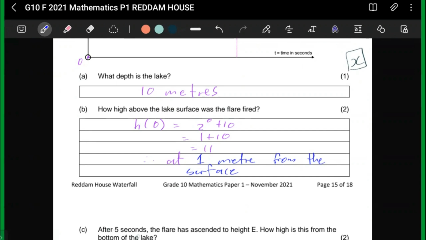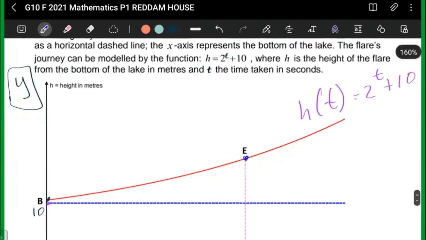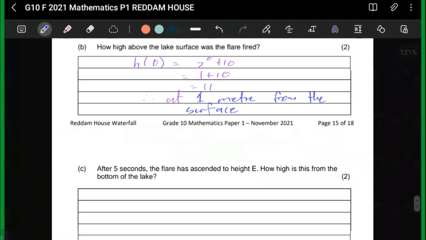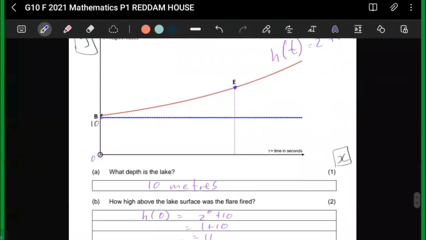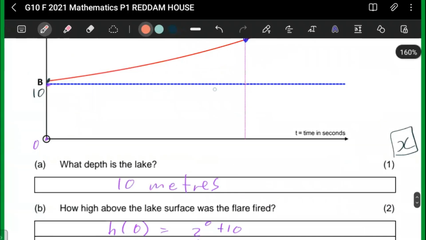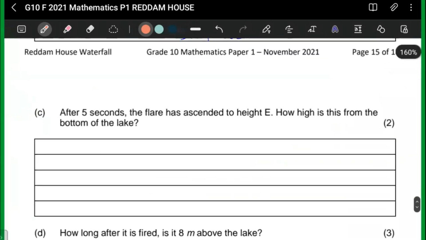It says here, after 5 seconds, the flare has ascended to height E. And then they ask, how high is this from the bottom of the lake? Well, the fortunate thing is they told us it's after 5 seconds. So it's just a matter of putting 5 in the equation of H. 2 to the power of 5 is 32. This gives us 42. Nothing crazy there. So this also gives you the idea that you have to keep a calm head when you go through these kinds of questions.